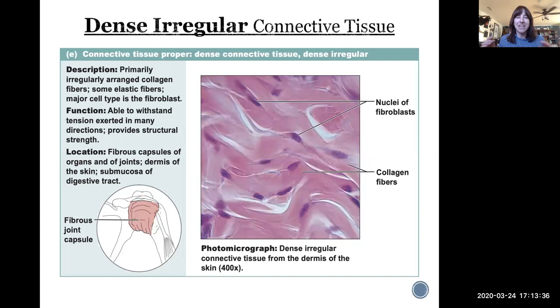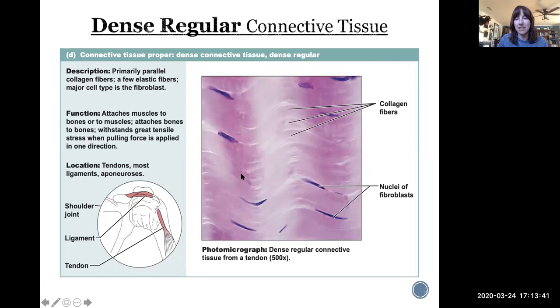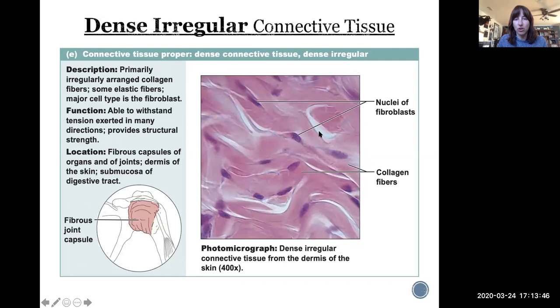Dense regular, now we have dense irregular, okay? So dense regular was really nice, and they're nice lines and very fibrous. Irregular, it looks a little bit like a mishmash compared to that, right? So we've got irregularly arranged collagen fibers versus it being all in a nice line. So they're kind of like all over the place, all tangled up, again, with some elastic fibers. And again, the major cell type is fibroblasts. So it looks a little bit different, which is nice. The big difference is what type of tissue, where it's located.